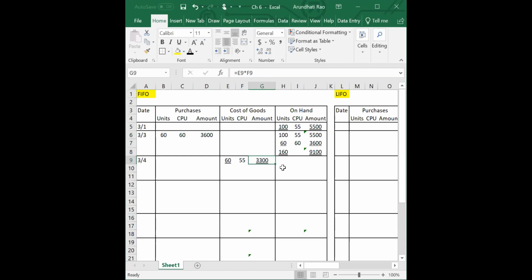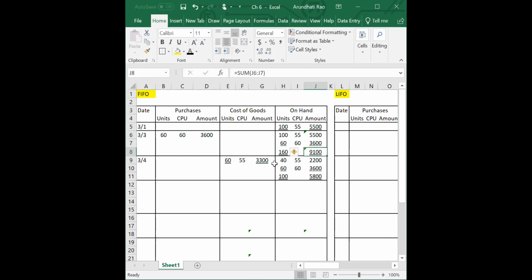What's remaining with me after this? Of the 160, 60 are sold, which means 100 is remaining, but I need to know how much of this inventory is remaining. Of the 100 from beginning inventory, 60 are sold, which means 40 is remaining with me. That's from the beginning inventory. That's still there with me. What about the 60 over here that I purchased the day before? All of that is still here with me.